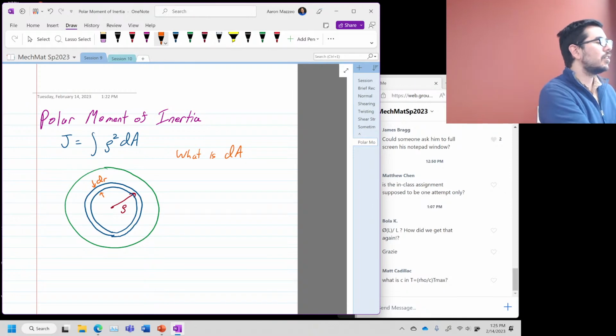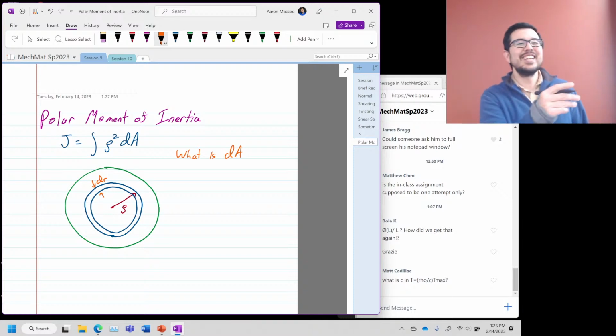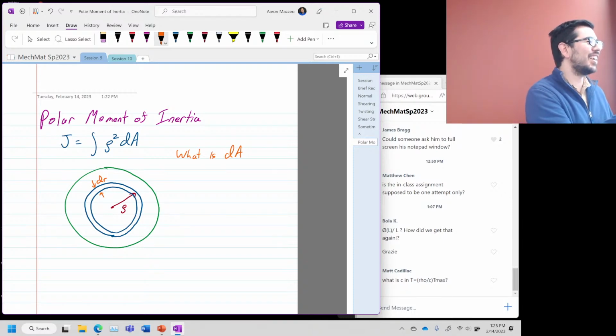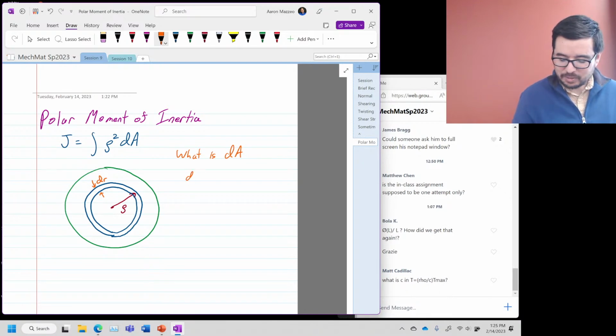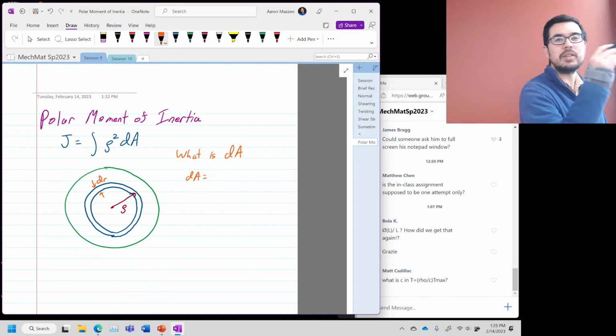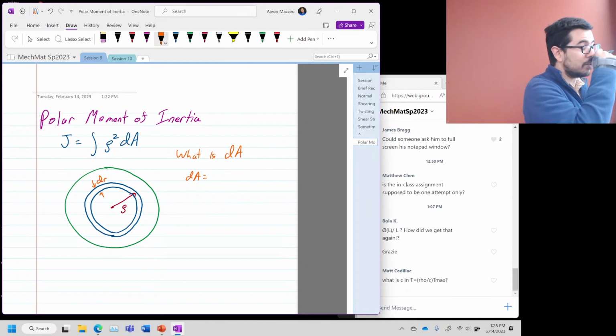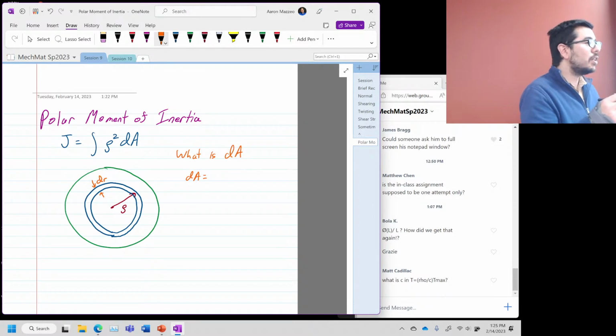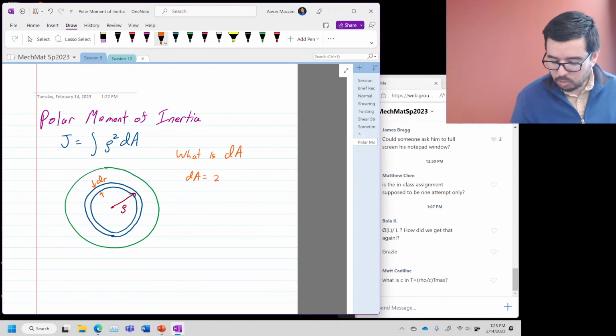Yeah, so pi times rho plus dr squared minus pi rho squared. Okay, yes. But we're going to do an approximation that says, what's the perimeter? It's more or less 2 pi rho. That's the circumference, the perimeter of this thing. It's 2 pi rho, and then I'm going to say times dr. That's the width, and that's going to be the area. So it's 2 pi rho dr.